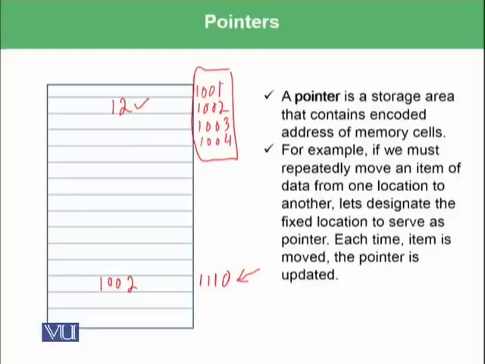So for example, if we must repeatedly move an item of data from one location to another, let's designate a fixed location to serve as a pointer. Each time the item is moved, the pointer is updated. First, this 12 was stored at 1002, and next time we want to store this 12 at 1004, so we will just update the address. Then we want to store it at 1001, we will write 12 there, and this 1001 will come over here. Why we need pointers to store addresses, we will learn with different examples.